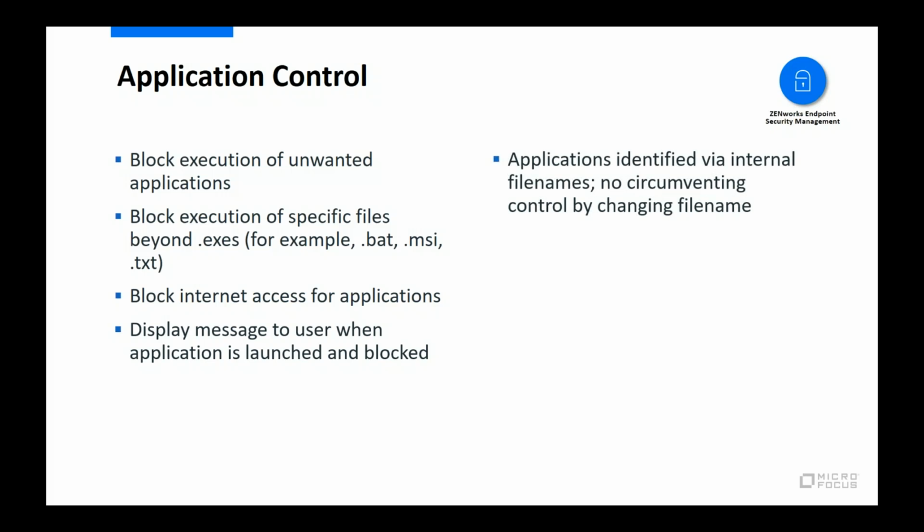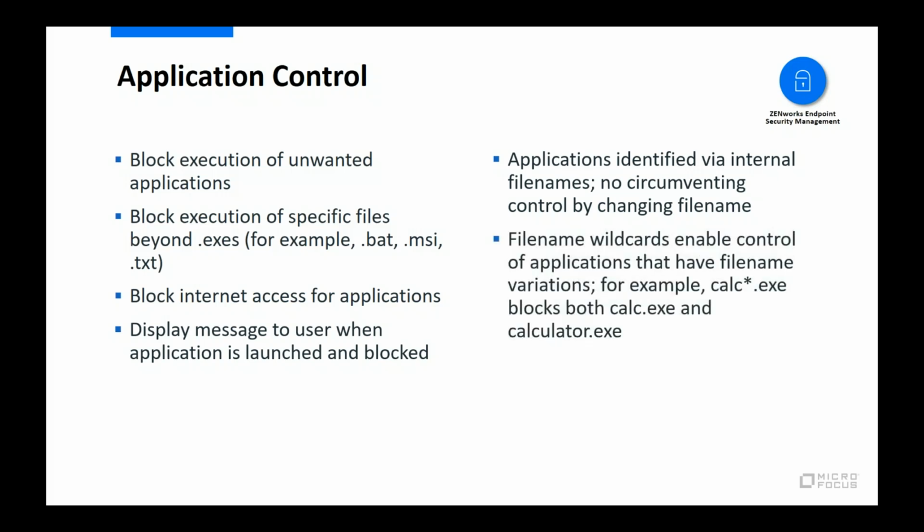Application control uses internal file names, so it can't be circumvented by changing the file name. And because applications are blocked at the process level, you only have to enter the file name when defining the application control, and that application will be blocked regardless of where it resides or where it is launched from.